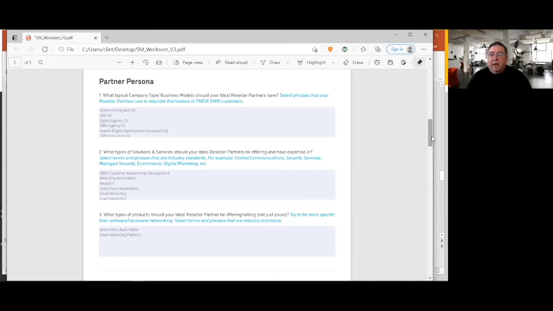one of the first things to look at is the partner company type. And here, like Dina said, we don't need phrases. You don't need full sentences. You want to describe them: are they a systems integrator? Are they a value-added reseller or a VAR? Are they digital agencies, CRM agencies, search engine optimization consultants?